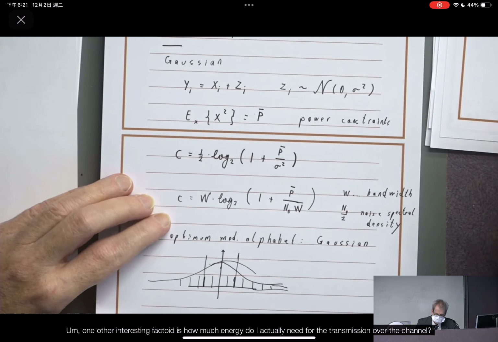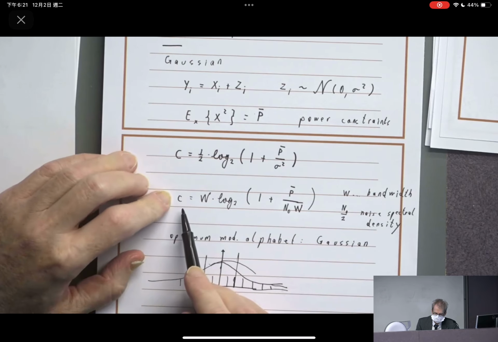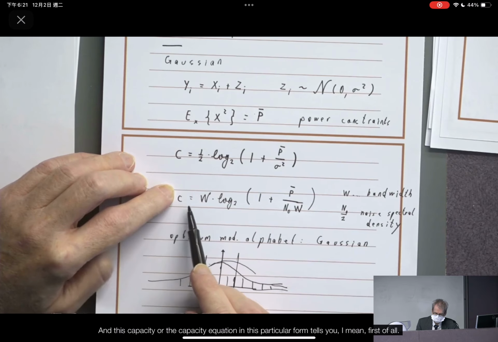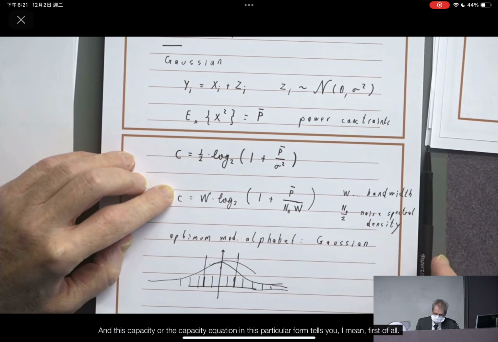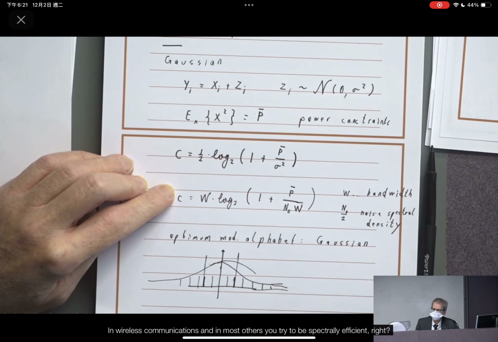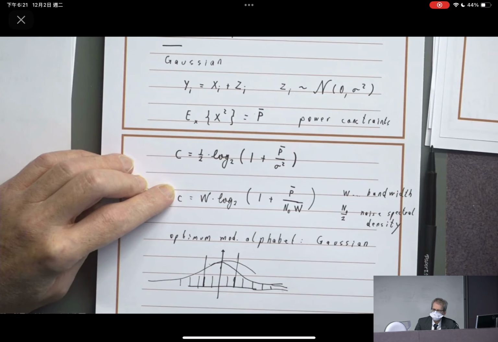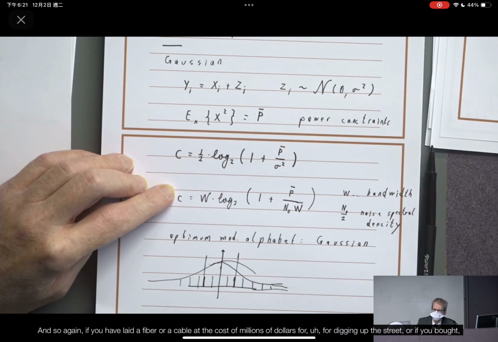One other interesting factoid is how much energy do I actually need for the transmission over the channel? And this capacity equation in this particular form tells you, first of all, in wireless communications and in most others, you try to be spectrally efficient. Right? If you have a large bandwidth available, you want to use that for achieving a very high data rate. And so again, if you have laid a fiber or a cable at the cost of millions of dollars for digging up the street, you bought a wireless spectrum for a couple of $1 billion, right? You want to squeeze as many bits over the air as you possibly can.